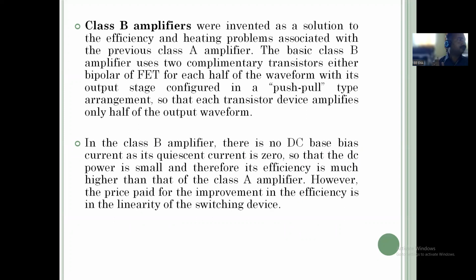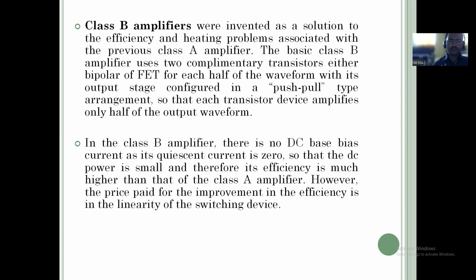Complementary indicates that if one transistor is PNP, then the other must be NPN. Why? Because to work in both the positive as well as the negative half cycle, we require complementary transistors. They should be active in a push-pull way. Push-pull means one transistor is on while the other is off, then the other is on while the first is off. This is a push-pull type of arrangement, right? So during each period only one transistor is on, right?